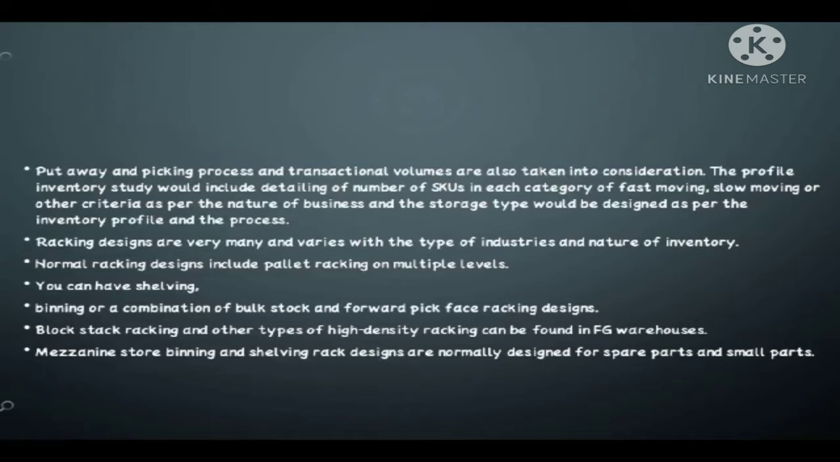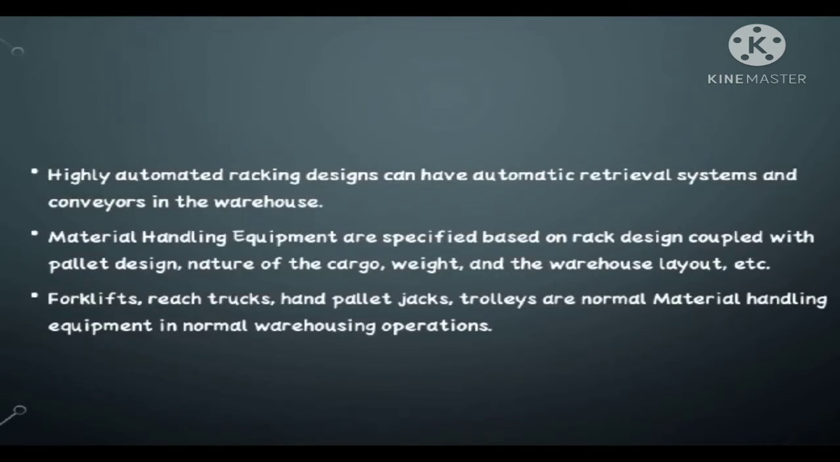Mezzanine store binning and shelving rack designs are normally designed for spare parts and small parts. Highly automated racking designs can have automatic retrieval systems and conveyors in the warehouse. Material handling equipment is specific based on rack design, coupled with pallet design, nature of the cargo, weight, and the warehouse layout, etc. Forklifts, reach trucks, hand pallet jacks, and trailers are normal material handling equipment in normal warehousing operations.